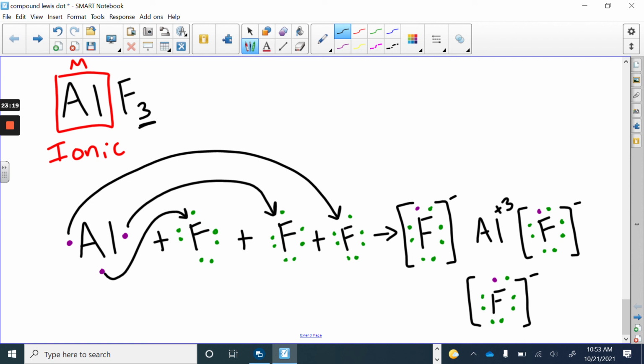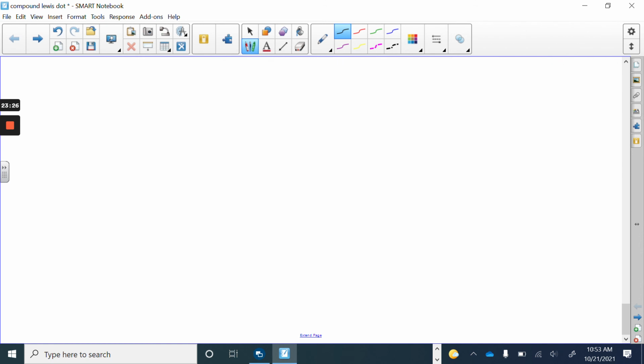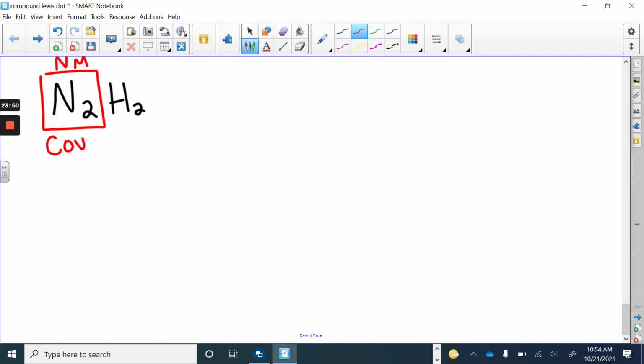Let's go ahead and move on to our last problem. Our last problem here. Dinitrogen dihydride. And decide if it is covalent or ionic. Nitrogen is a non-metal, so this is a covalent compound. So that means we are sharing our valence electrons.